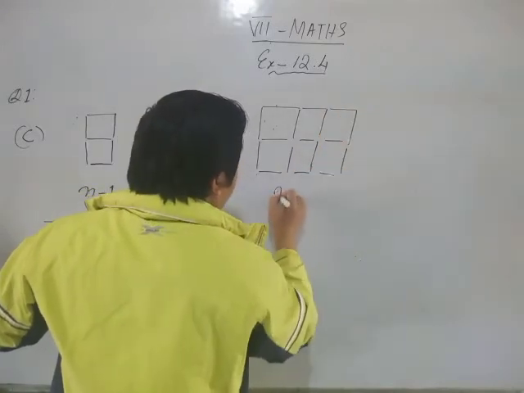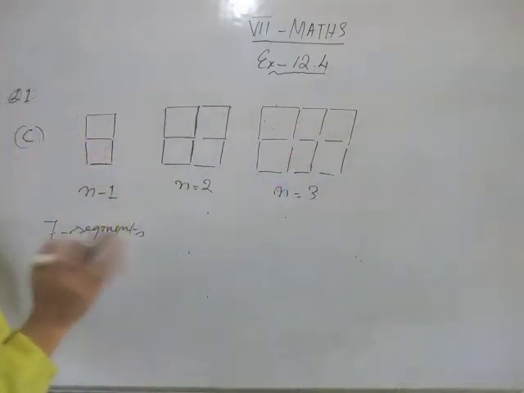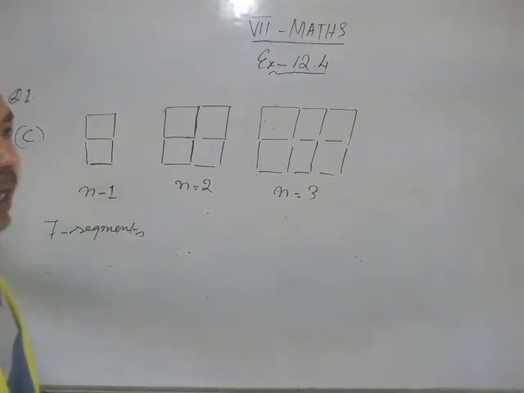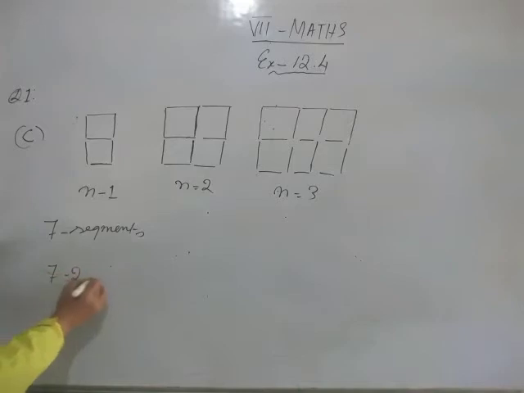When n is equal to 3, the number of patterns is 3. You see 1, 2, 1, 2, 1, 2. So among two consecutive patterns, two segments are in common. So whatever that 2 is, we subtract from 7, getting 5.